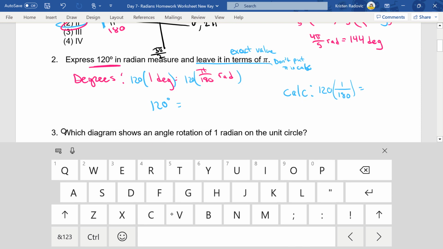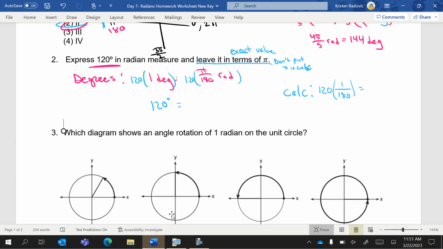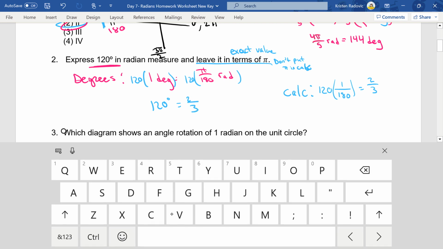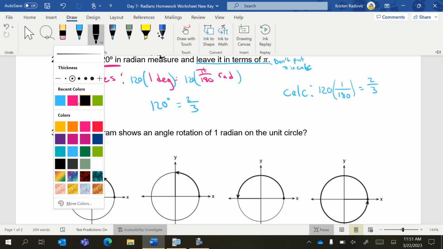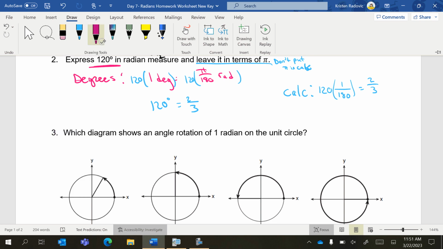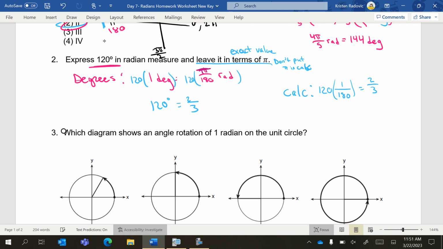There we go. So the thing is, we didn't put pi in the calculator, so 2/3 is not your correct answer. You do have to adjust it to be correct. And because you didn't put pi in the calculator, you do need to actually put pi in your answer. Now, pi was in the numerator, so you're going to put your answer in the numerator as well. And you're going to see that 120 degrees is equivalent to 2 pi over 3 radians.